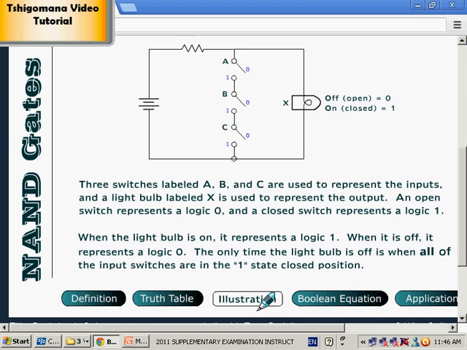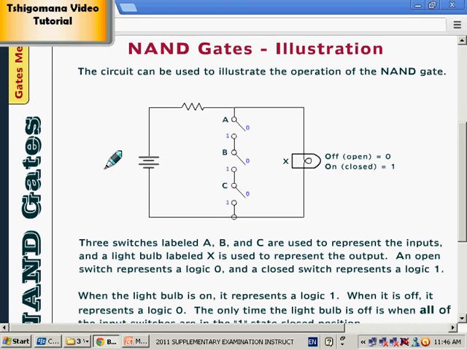Now let us go to the illustration. This circuit can be used to illustrate the operation of the NAND gate. Three switches labeled A, B, and C are used to represent the inputs, and a light bulb labeled X is used to represent the output. An open switch represents a logic 0, and a closed switch represents a logic 1.